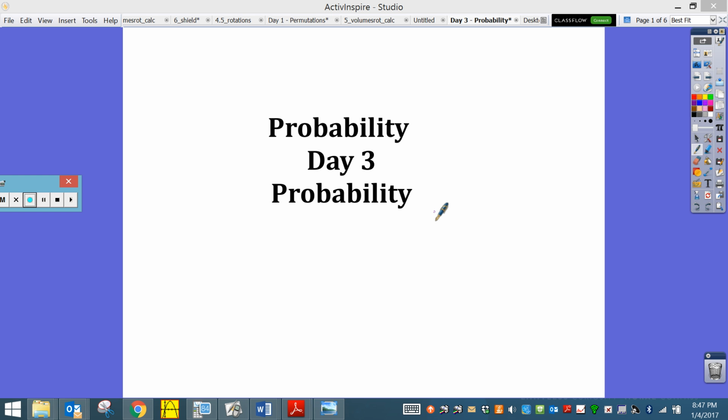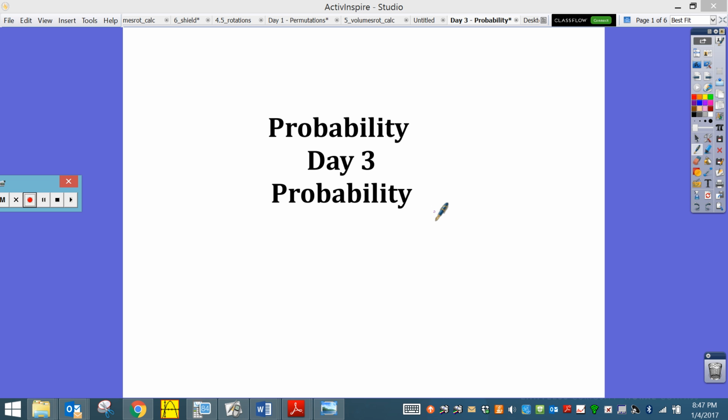Okay, so today we're going to do probability day 3, and this is where we're actually going to get started with the probability. So the past 2 days we've done permutations. Remember, that's where order matters, and combinations, where order doesn't matter. I'm just looking at how I can group and how many different ways something can be grouped.